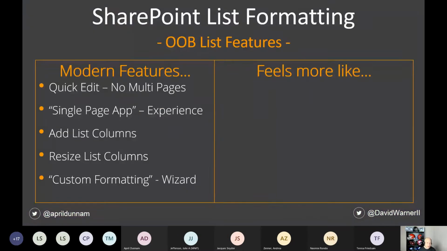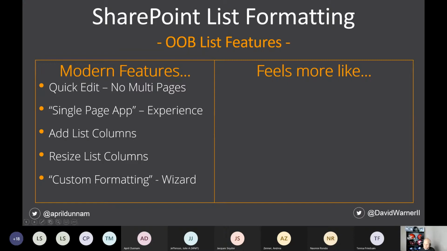So in the modern experience, we no longer have to worry about multi-pages. What does that mean? Well, remember in Classic, when we would go into a list and create a new item, we'd have to go to a new page and go to that form, edit it, save, go back. And it was this very transitionary feeling. You felt like you were just being shuffled around the list experience to edit and create new. No longer is that the case. We have this single page app experience, and that allows us to add list columns to our list, resize list columns. It also gives us access to what's called custom formatting, which April will take you into in a little bit. And it's definitely an improvement.